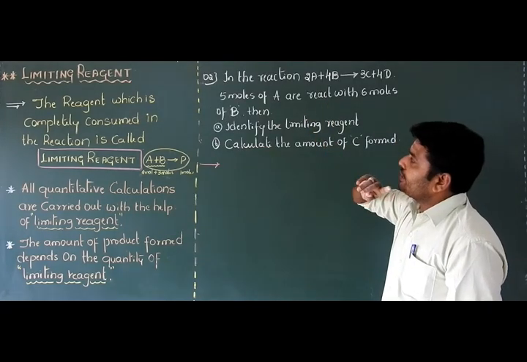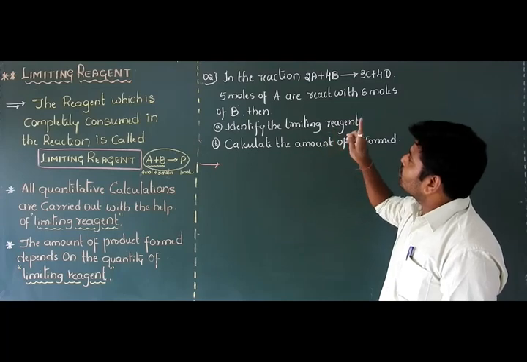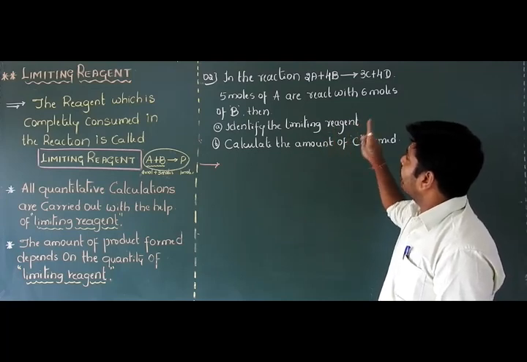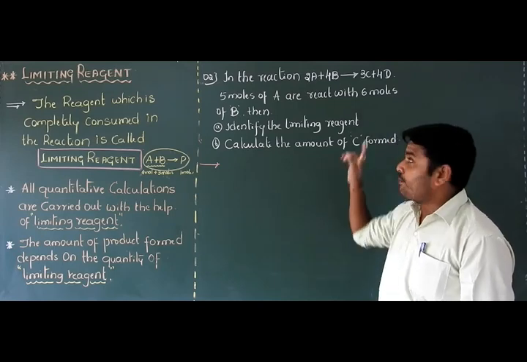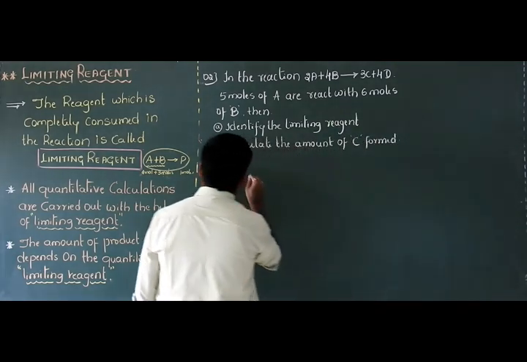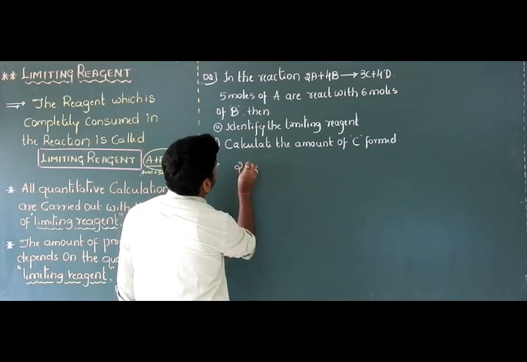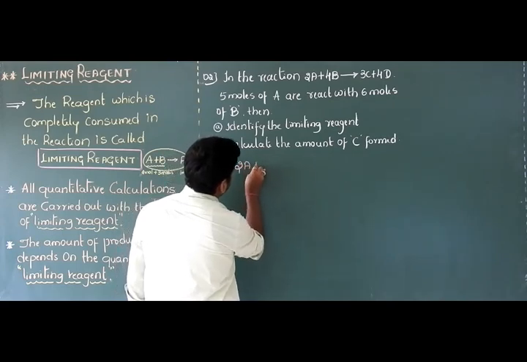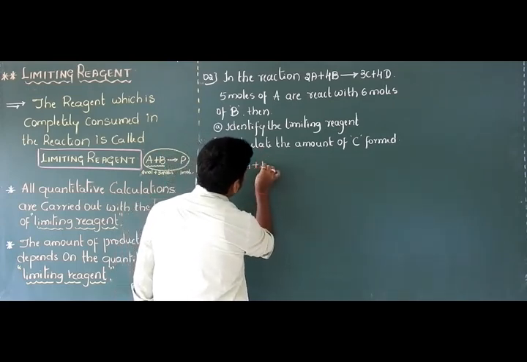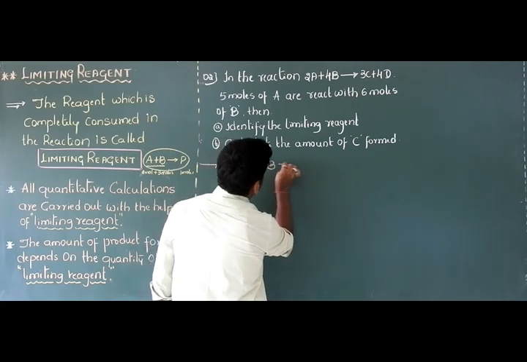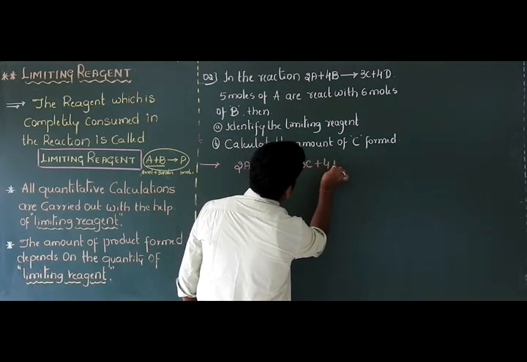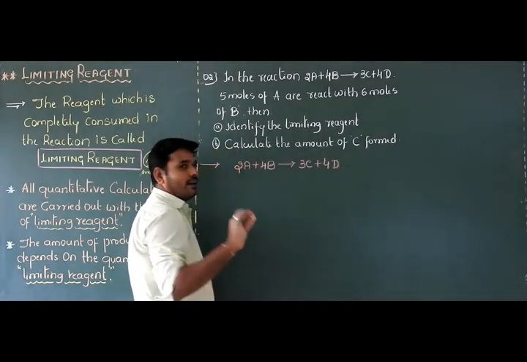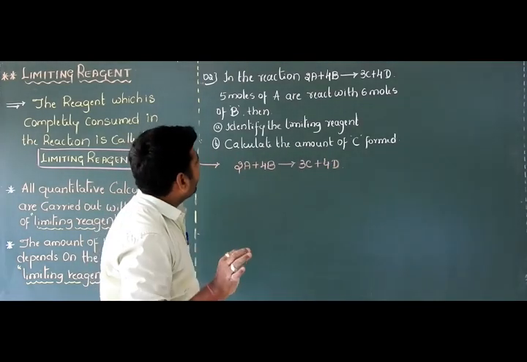The second problem is in the reaction 2A plus 4B, it gives 3C plus 4D. See, the balanced equation is given in the problem. Let us write the balanced equation first. So what is the balanced equation here? 2A plus 4B, right hand side 3C plus 4D. This is our balanced chemical equation.